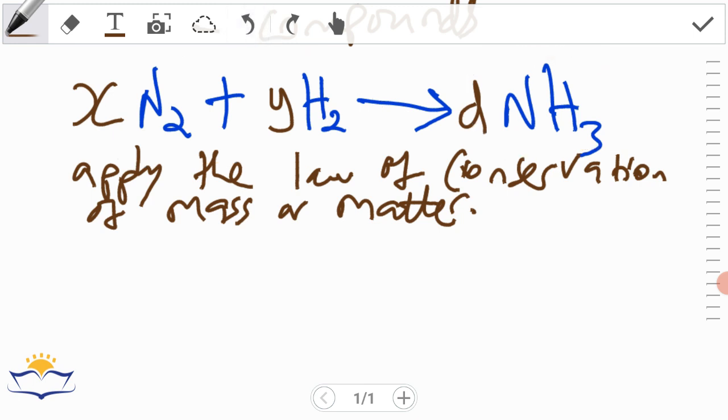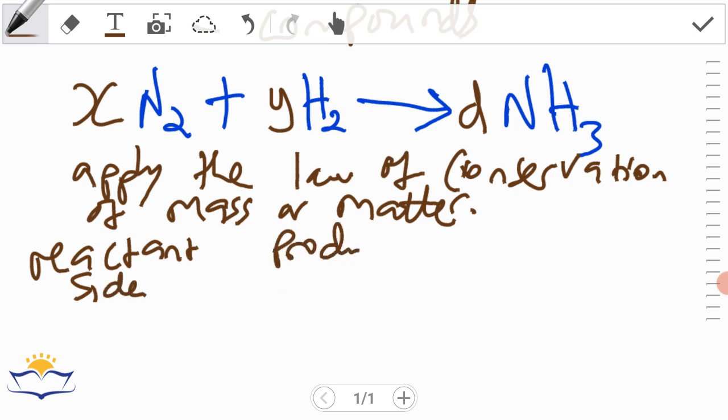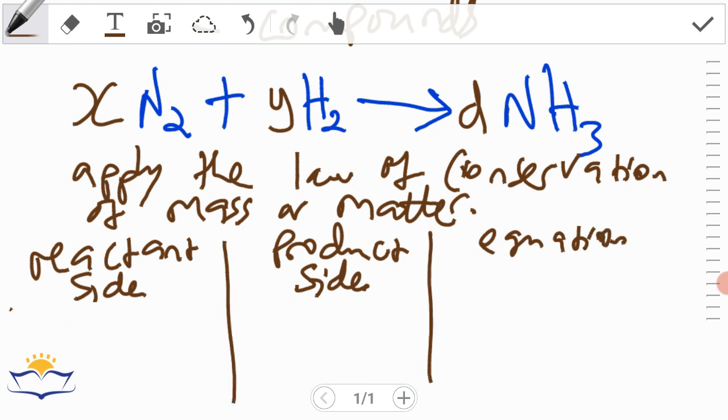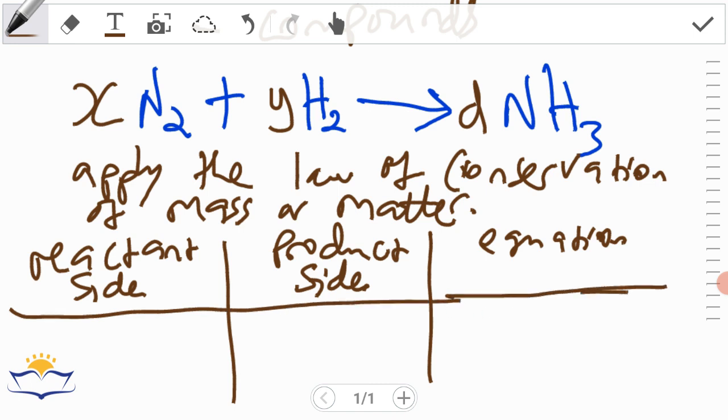That is what happens. So the total number of nitrogen atoms on the reactant side, the difference between the reactant side and the product side being this arrow, must equal the total number of nitrogen atoms on the product side. So reactant side, product side, right? The equation looks something like that.